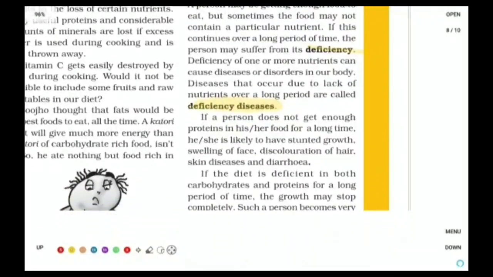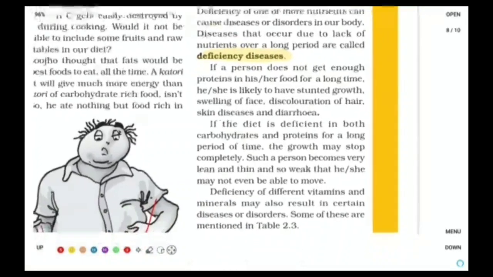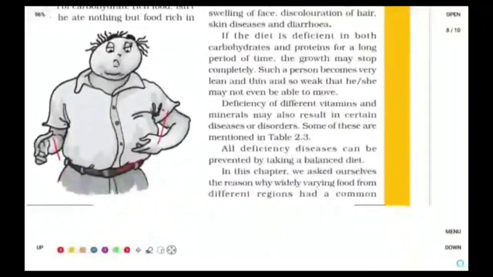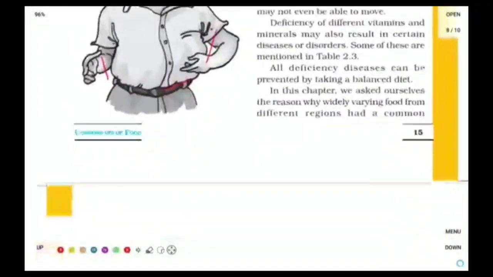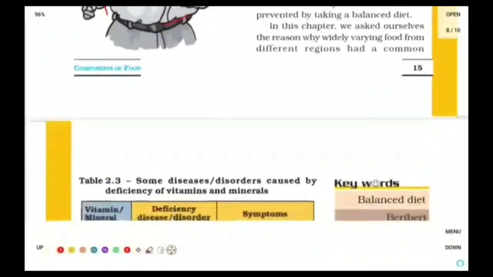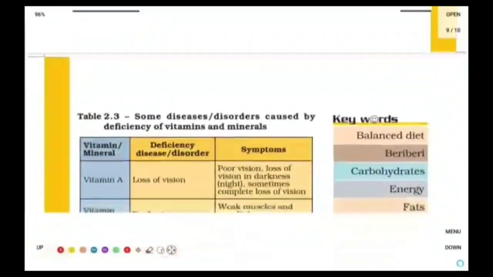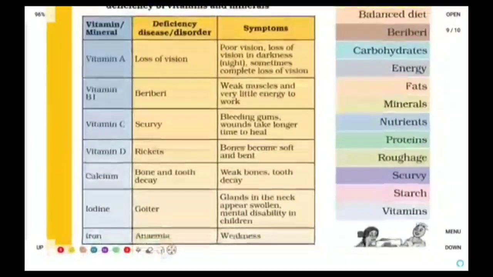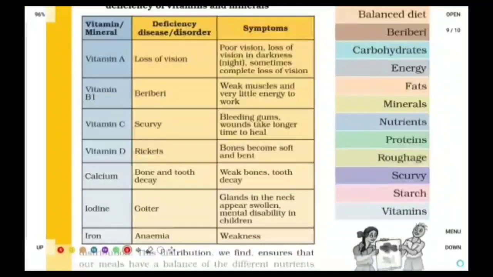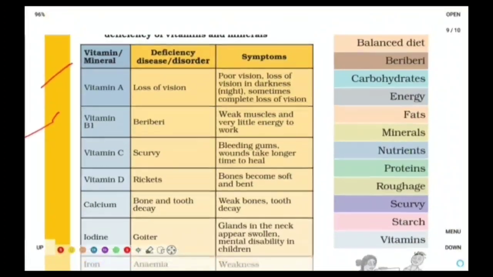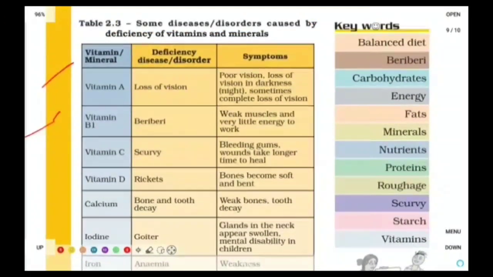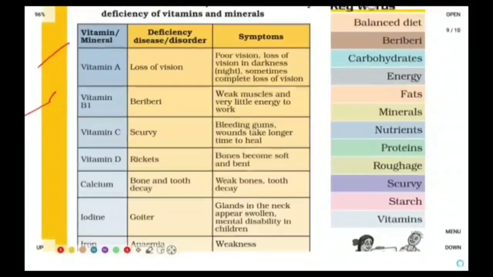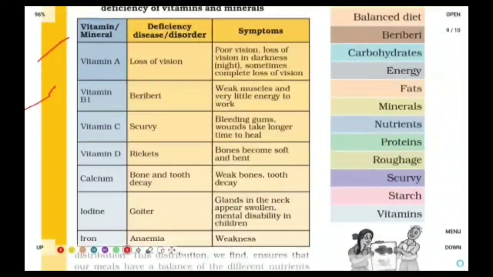Okay, next, moving on. This table is the most important part of this lesson. What this table states is some diseases and disorders caused by deficiency of vitamins and minerals, right? So, talking about vitamin A, a deficiency of vitamin A causes loss of vision, and the symptoms are poor vision, loss of vision in darkness, and sometimes complete loss of vision.